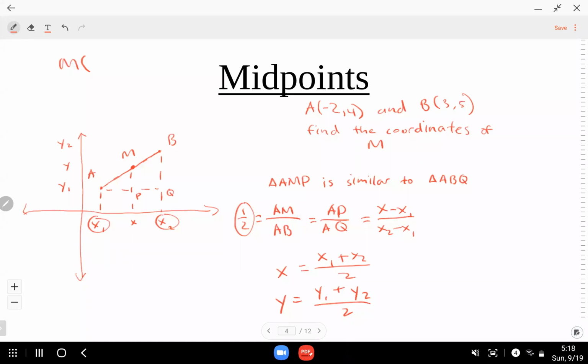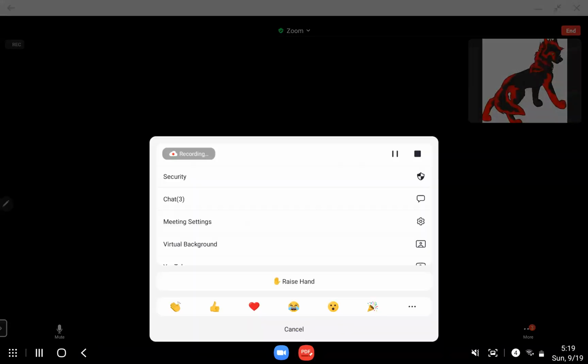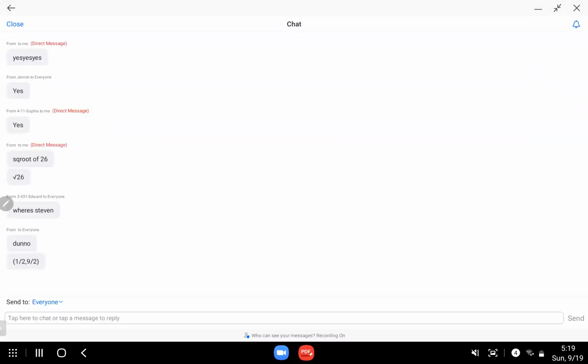So let's do that. Okay, so -2 plus 3 over 2, and then 4 plus 5 over 2. Okay, so that's how we find the coordinates of the midpoint of AB. That would simplify to 1/2 and 9 over 2. Okay, so does anybody have any questions about this one? Any questions? No questions?